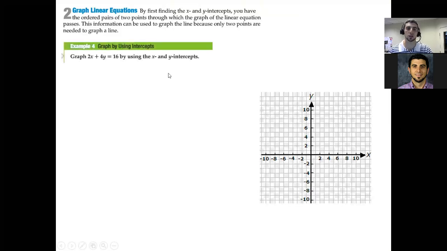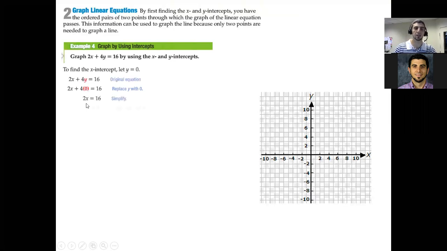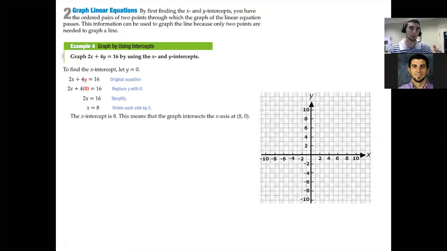So let's graph 2x plus 4y equals 16 using the x and y intercepts. Remember we talked about this. The x-intercept is the point at which the y value is 0. All x-intercepts have a y value of 0. So what we can do is substitute 0 in for y and solve the equation for x. Substitute it in, you get 2x equals 16, divide by 2, you get x equals 8. So that means the x-intercept is 8, because that's the x value when y is 0. So that's the point (8, 0). So we could plot that point right here.